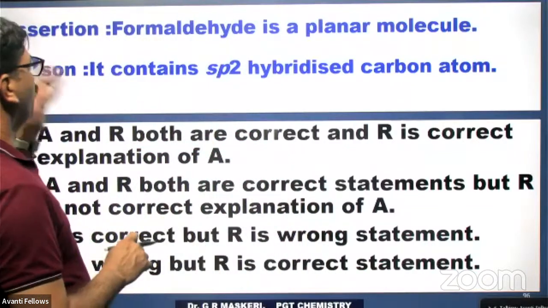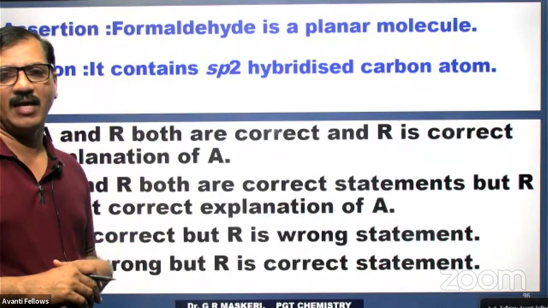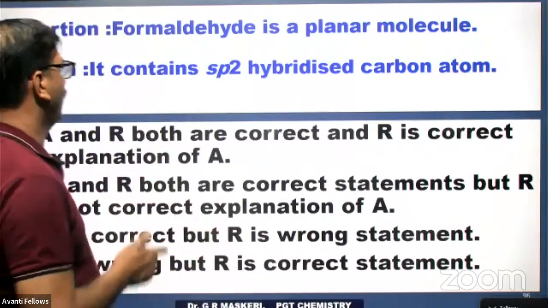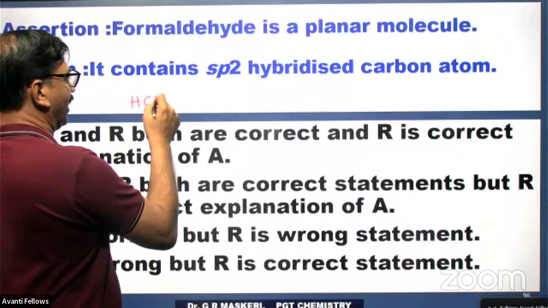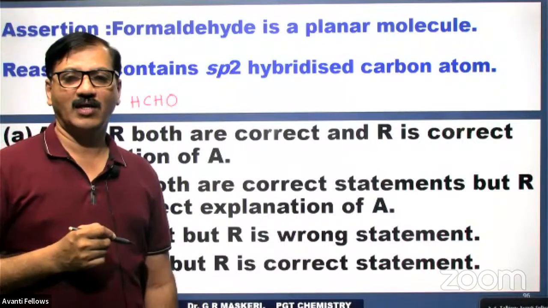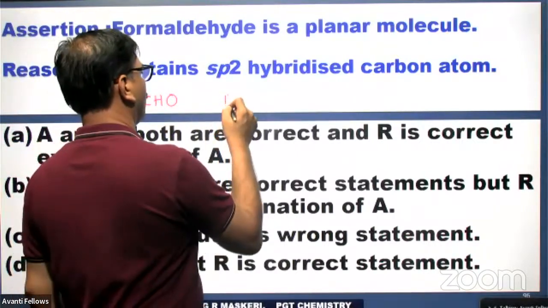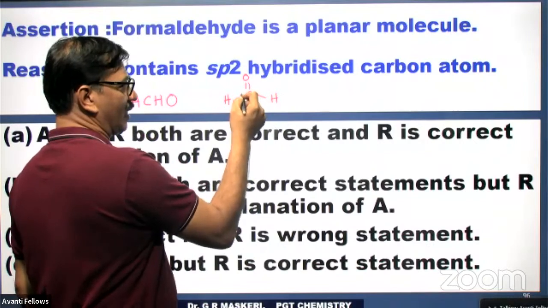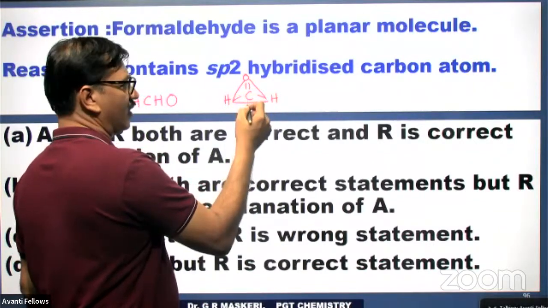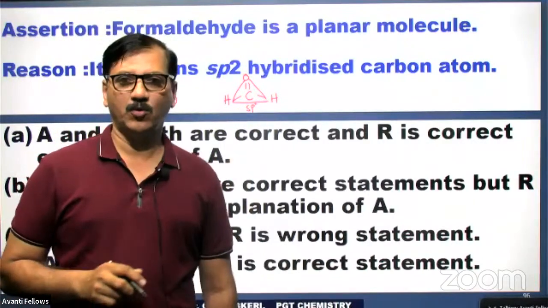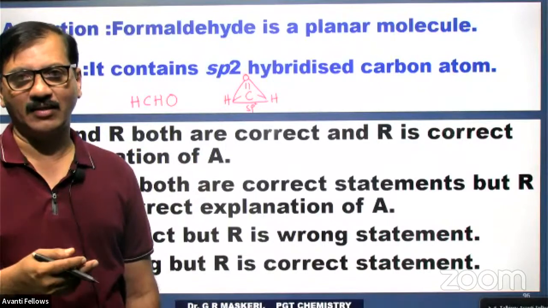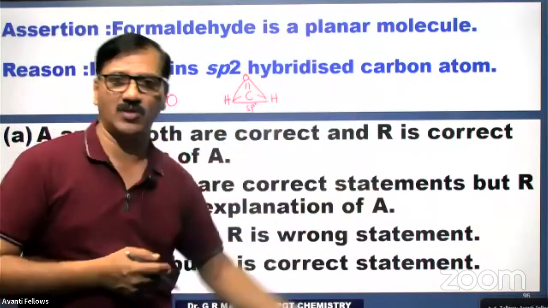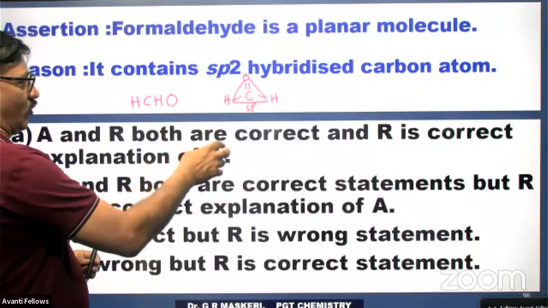Fine. Now, assertion: formaldehyde is a planar molecule, and it contains an sp2 hybridized carbon atom. You have to recall that this is formaldehyde, HCHO. Then, whether it is a planar molecule: this carbon atom is sp2 hybridized. Any sp2 hybridized carbon has trigonal planar nature. Therefore, assertion and reason both are correct, and the reason is the right explanation of the assertion.